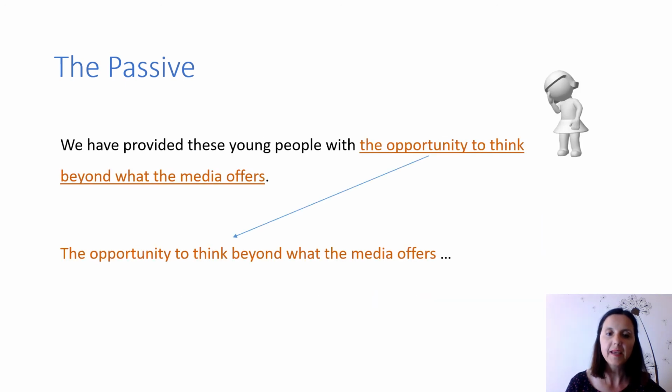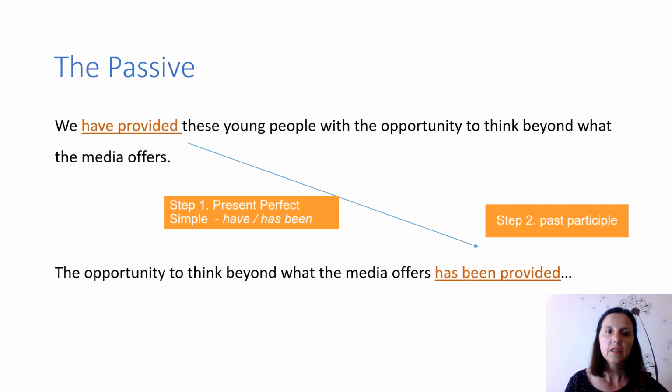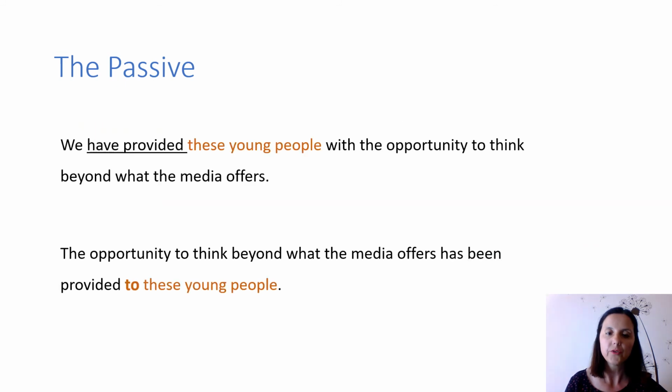Read the third sentence again. We've identified the object and moved it to the beginning of the passive sentence. Since we came to a conclusion that the tense in the active sentence is present perfect, you have to put the verb to be in that tense, hence has been. The main verb of the active sentence is provided and the past participle form is also provided. So you get the sentence, the opportunity to think beyond what the media offers has been provided to these young people.